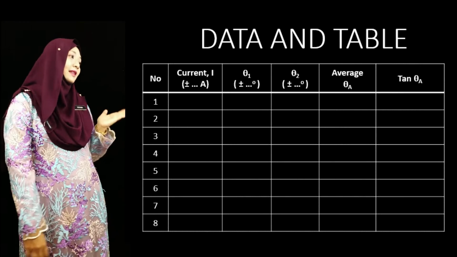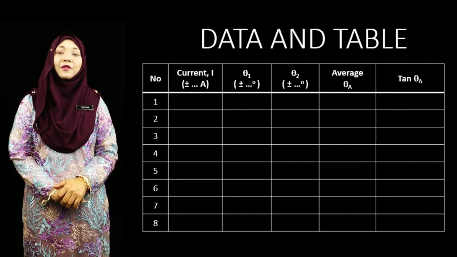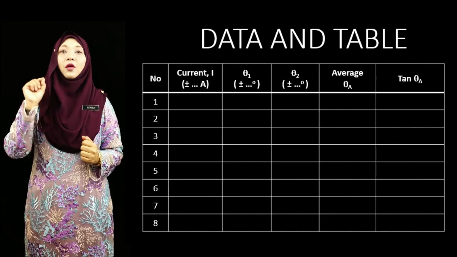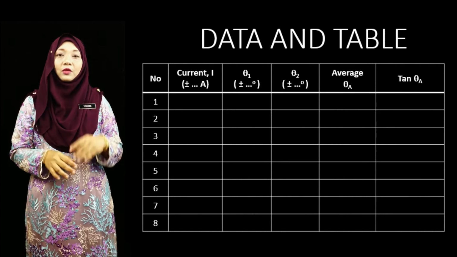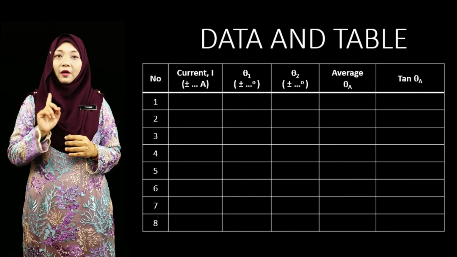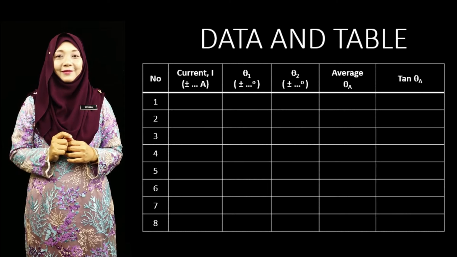Coming to the table section of the experiment, make sure you record the uncertainties of your measurement in the measurement column. Label each column with its symbols and units. For a value that is too small or too big, write it in standard form and don't forget to write the exponential power at the very top of the column.